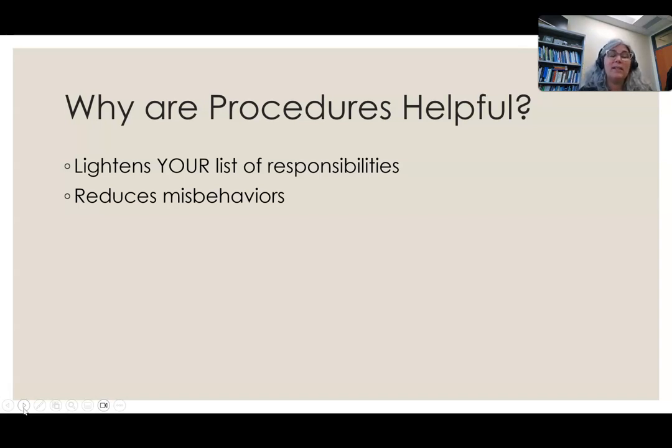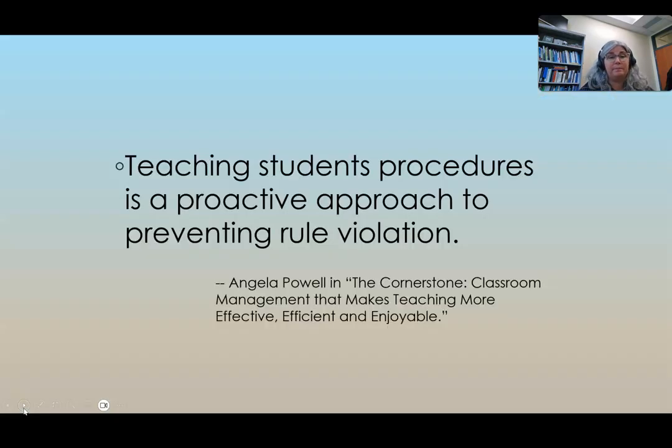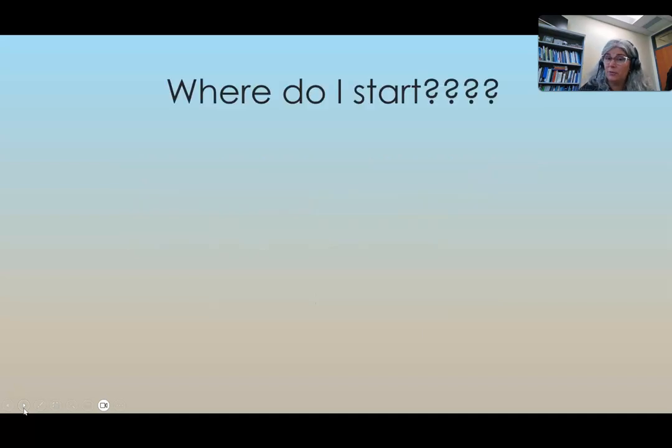And then also on this list, it reduces misbehaviors. Study after study shows that classrooms that are well organized with procedures in place have fewer behaviors. So let's put that under the category of prevention mindset, trying to prevent misbehaviors before they occur by having a well managed class with procedures. And I thought, again, this comes from a great book called The Cornerstone. Teaching students procedures is a proactive approach to preventing rule violations.